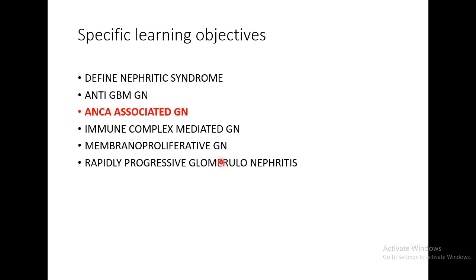So we are done with anti-GBM glomerulonephritis or Goodpasture's disease. We'll start with the next entity, that is anti-neutrophil cytoplasmic antibody associated glomerulonephritis.